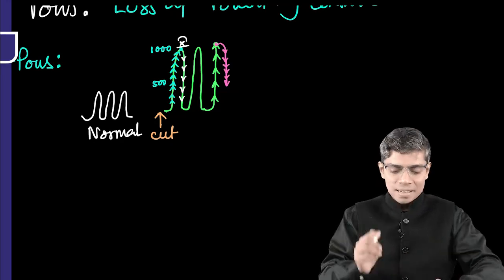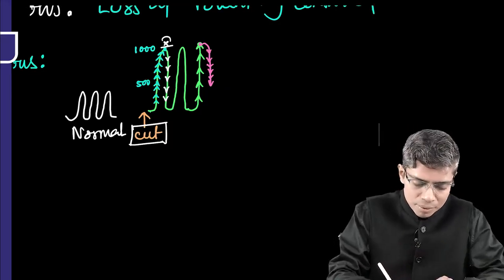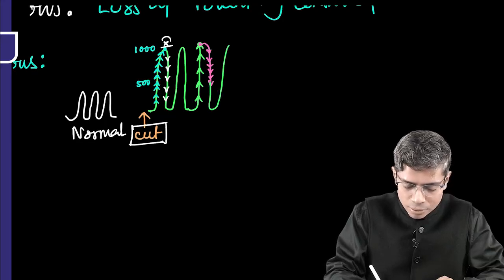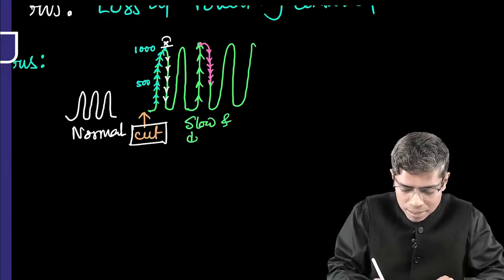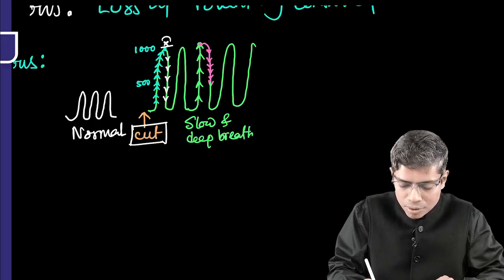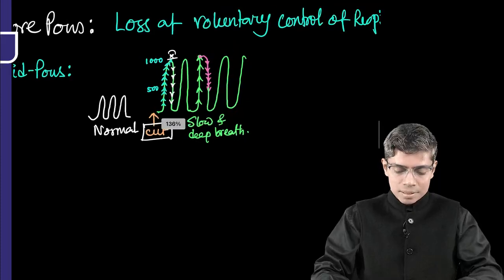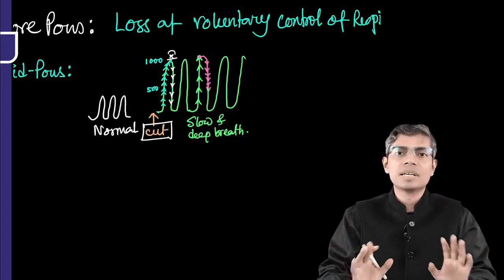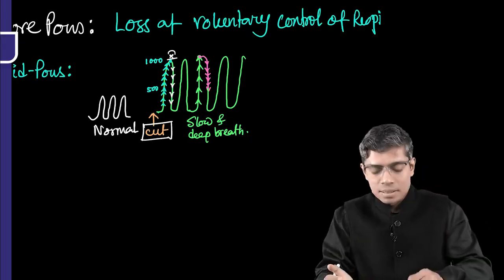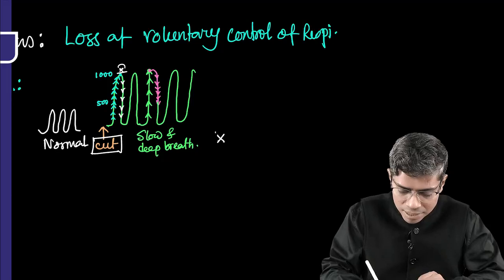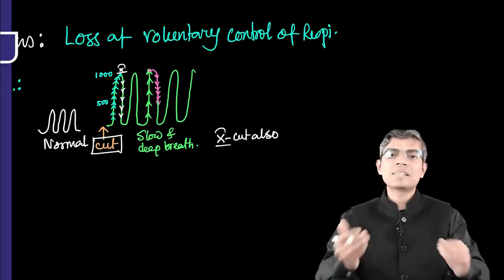So this way, I can understand that if you give a cut at the mid part of the Pons, what kind of breathing will you find? I'll get a breathing like this where slow and deep breathing will be seen. So I'm writing here slow and deep breathing will be seen because of the loss of activity of the pneumotaxic center, right? So who is preventing this even deeper breathing? Vagus nerve. Now if I give a cut at the mid Pons along with a vagus cut, now you are cutting the vagus also, right?